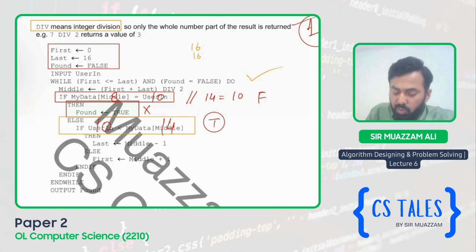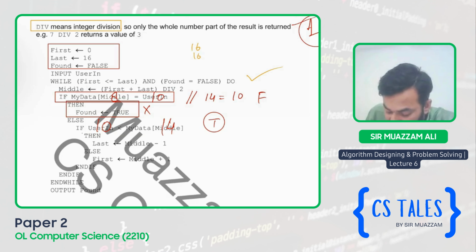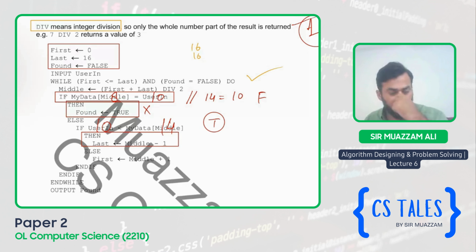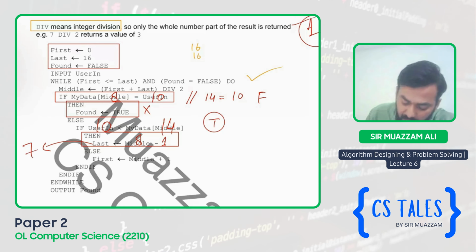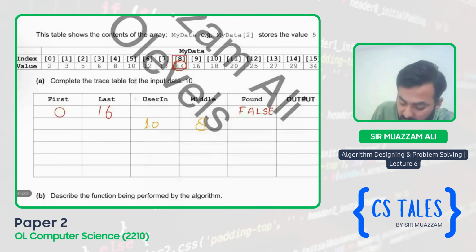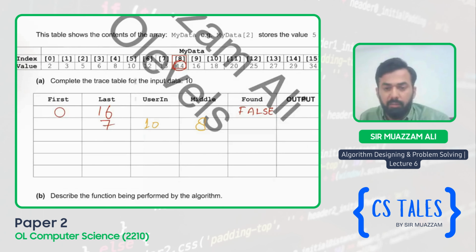When your condition is true, it means your then part will be executed. So what will come? Middle is equal to 8. 8 minus 1 will be stored in last. So what will be the last value? This is 7. Write down last is equal to 7.